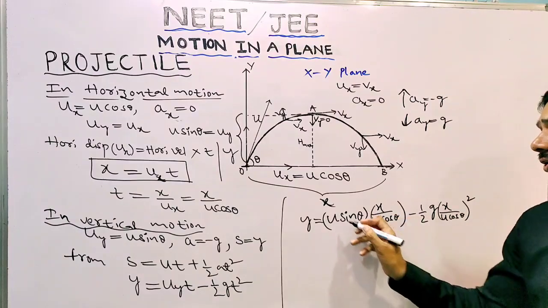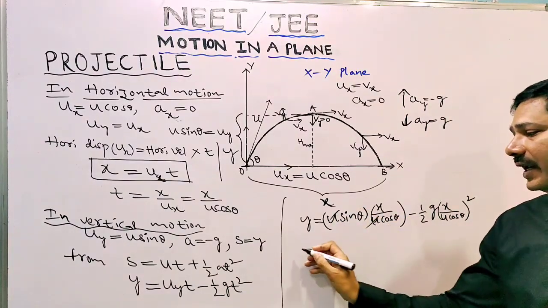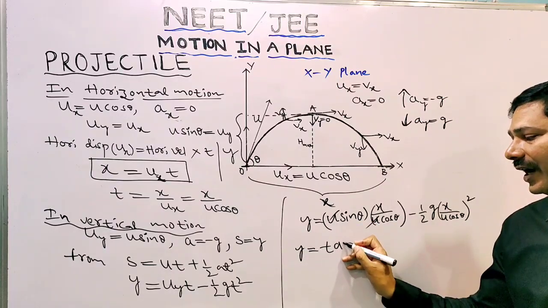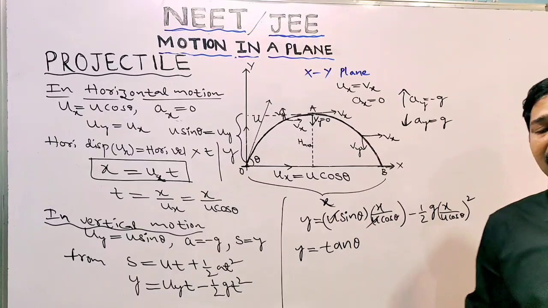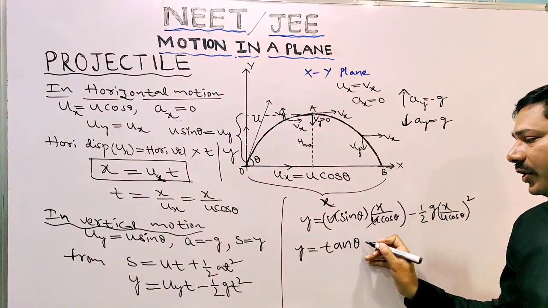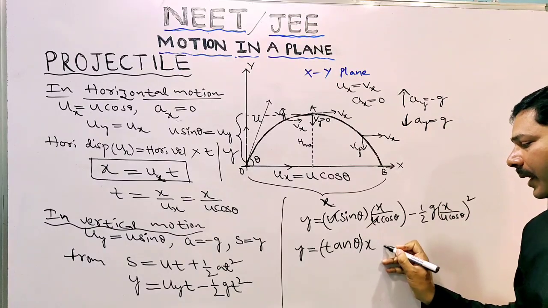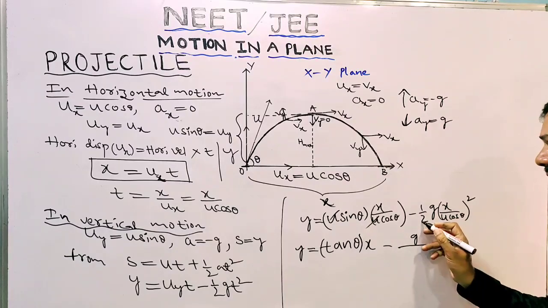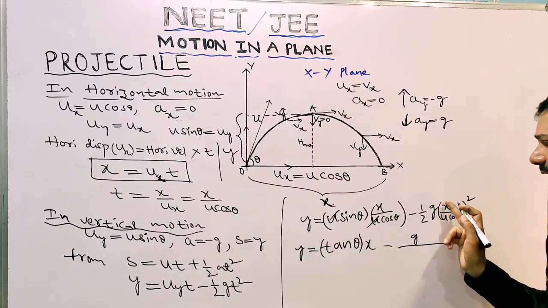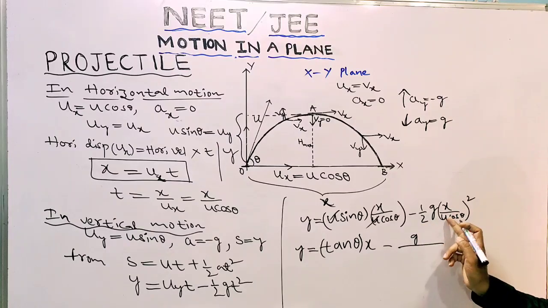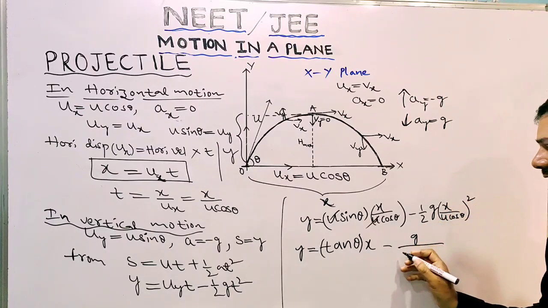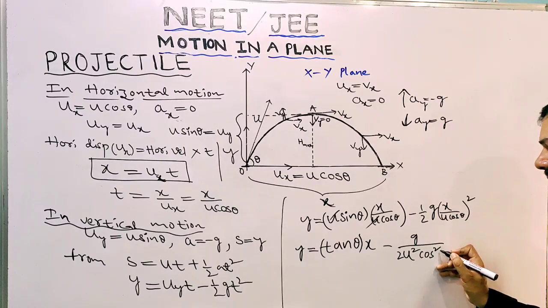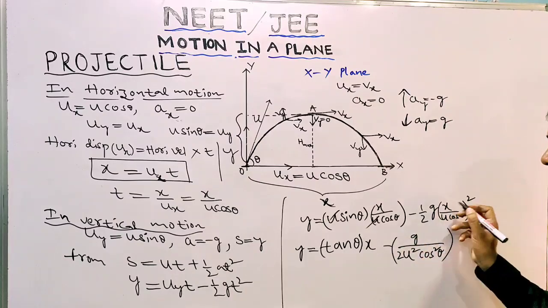Okay, here u gets cancelled. Sin theta by cos theta, directly I am writing tan theta. How? Sin theta by cos theta is what? Tan theta. So into tan theta into x minus g by 2, here u cos theta, x by u cos theta is there, so we can write x square by u square cos square theta. So that is why 2 u square cos square theta, u square cos square theta into this x square.